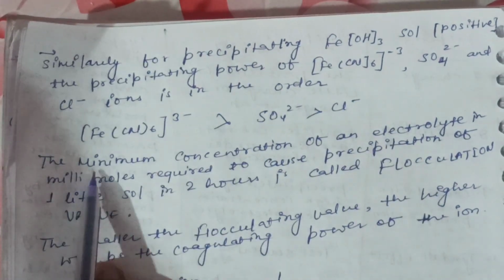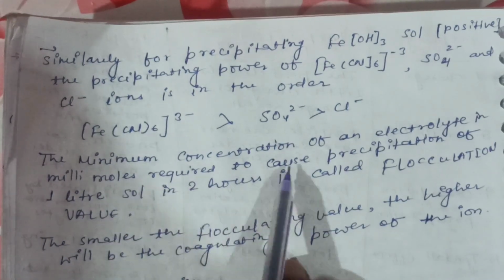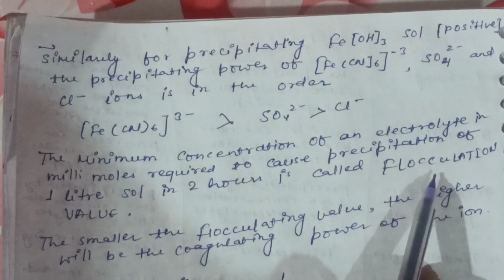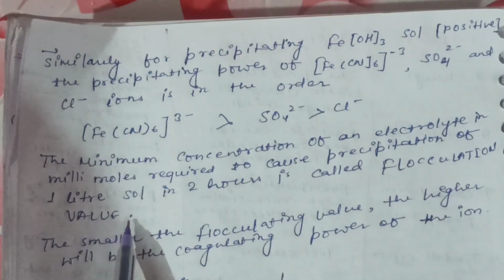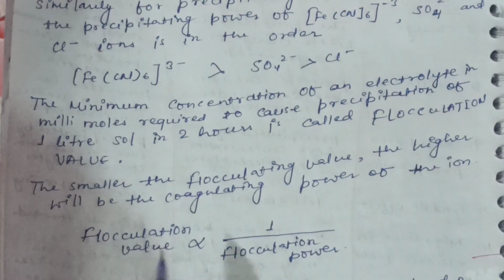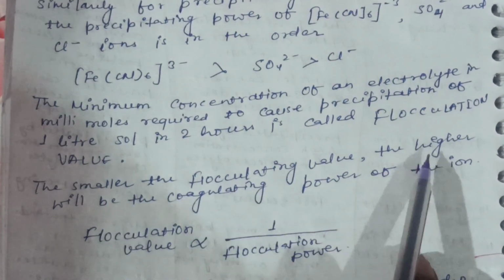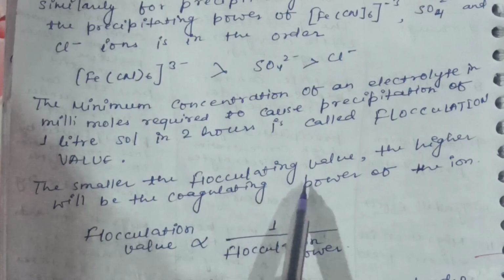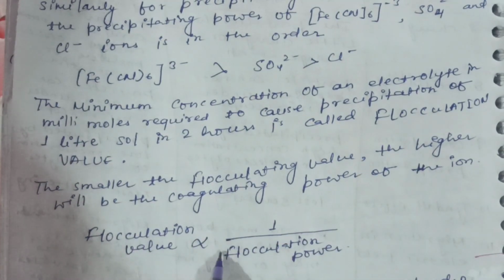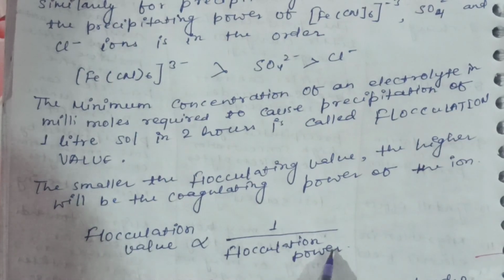The minimum concentration of an electrolyte in millimoles required to cause precipitation of 1 liter of sol in 2 hours is called the flocculation value. The smaller the flocculation value, the higher will be the coagulating power of the ion. Flocculation value is inversely proportional to flocculation power.